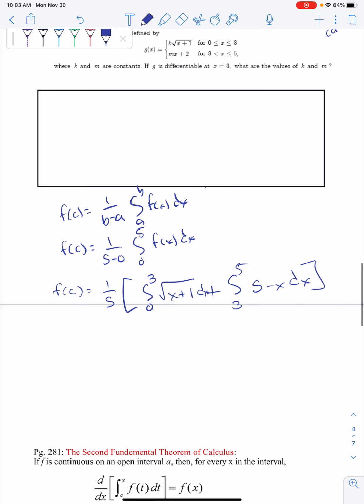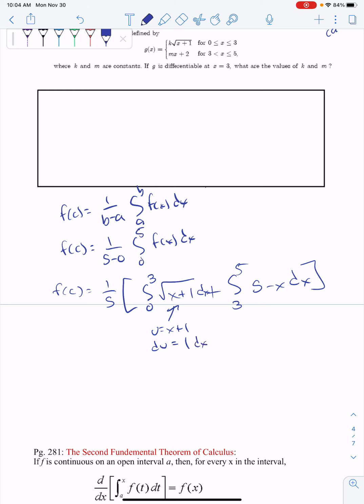All right, now we get to do some fun integration. For this one right here, I'm going to set u equal to x plus 1. So that means that du is equal to 1 dx.